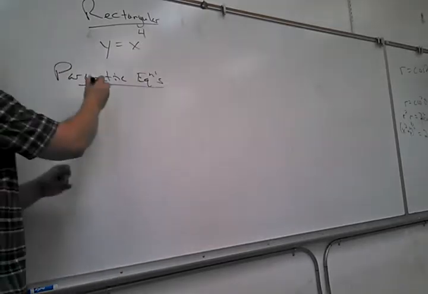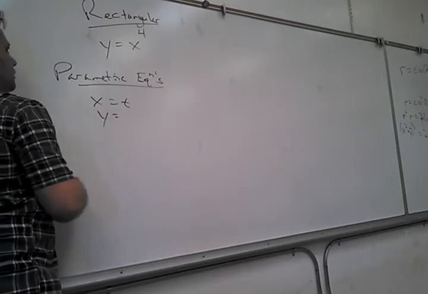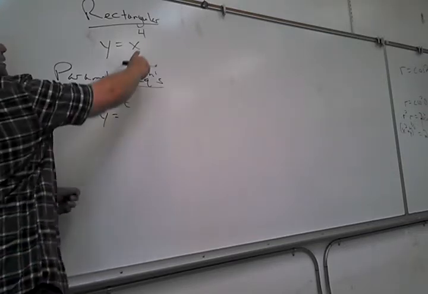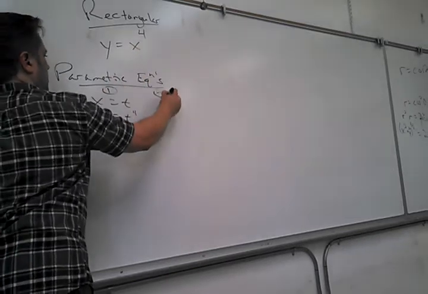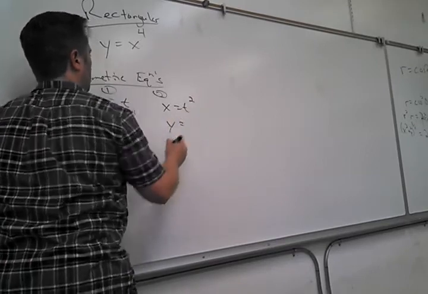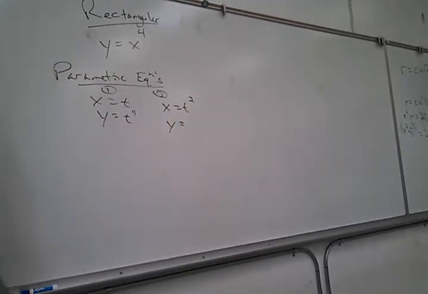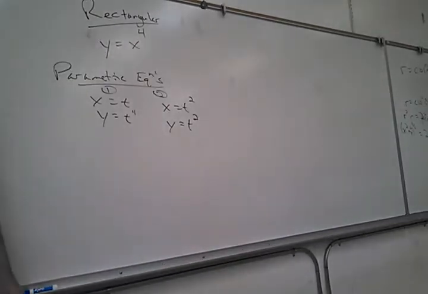The simplest way would be to say x is t. And then, of course, y would be t to the fourth. That's one way to do it. I could also say x is t squared. And then y would be t squared. You guys with me here?